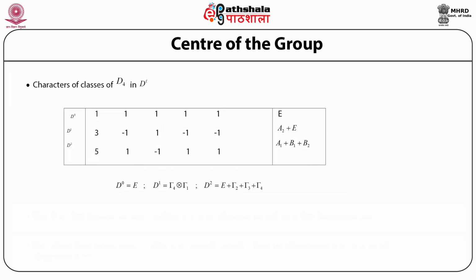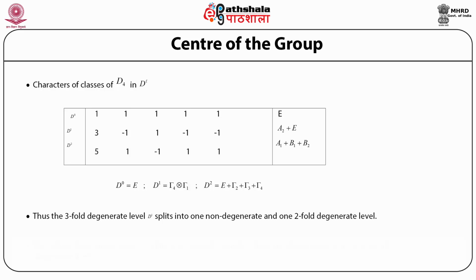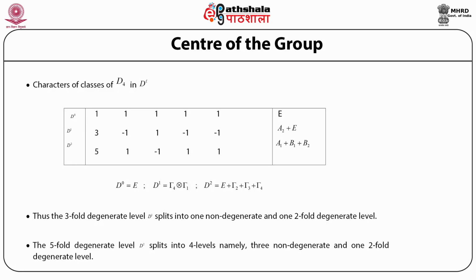Now, the characters of the classes of D4, of which there are 5, in D_L: for the original symmetry, the representations were D_L, L corresponding to 0 and 1. So for D0 and D1, and also for D2, I have shown here the character tables, from which it is clear that D0 is equal to A1, D1 is equal to A2 plus E, and D2 is equal to A1 plus B1 plus B2 plus E. What does it mean? It means that the 3-fold degenerate level D1 splits into one non-degenerate and one 2-fold degenerate level. And the 5-fold degenerate level D2 splits into 4 levels, namely 3 non-degenerate and 1 2-fold degenerate level.